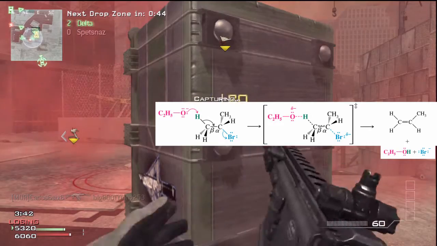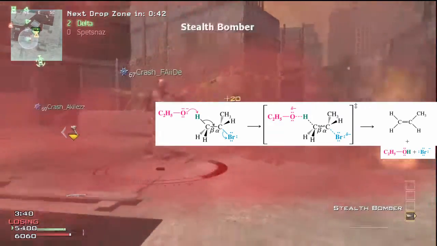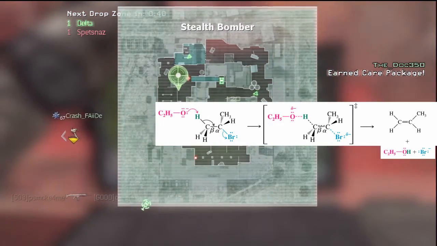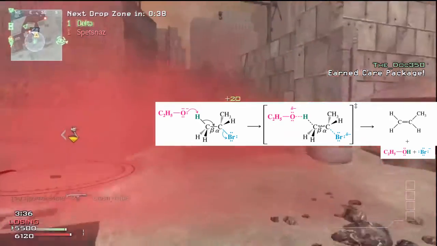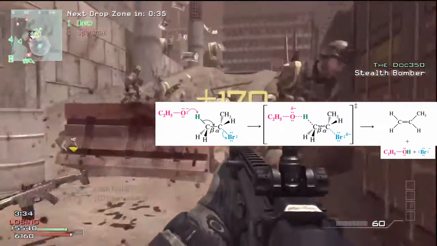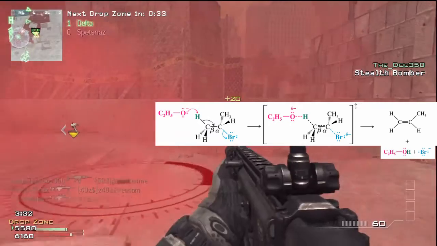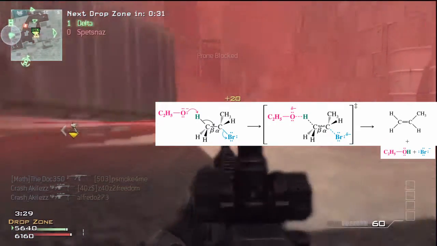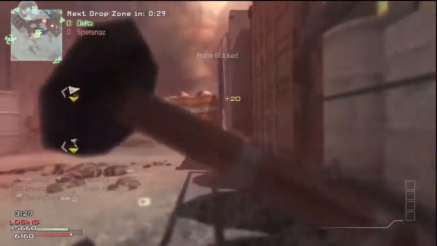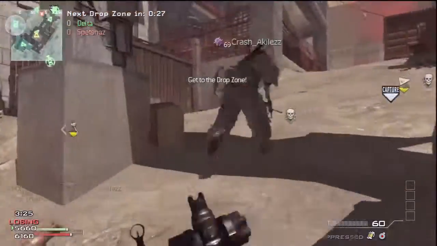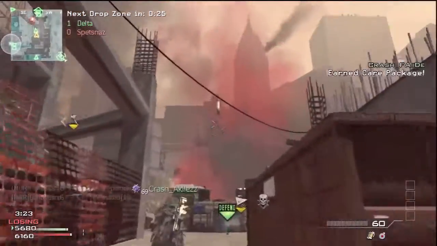The other products are the molecule of ethanol and the bromide ion. And that's pretty much the reaction. If you really focus on the transition state, you can see how the electrons just kind of pop everything off. And that's it. And you can see the elimination right now.